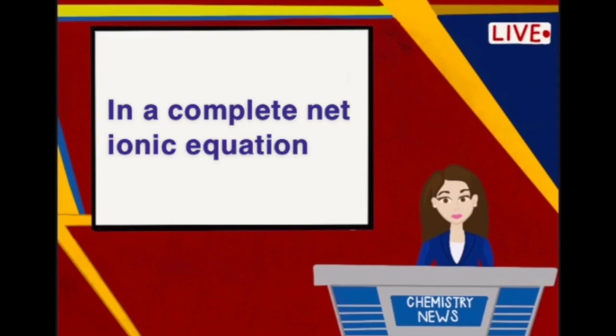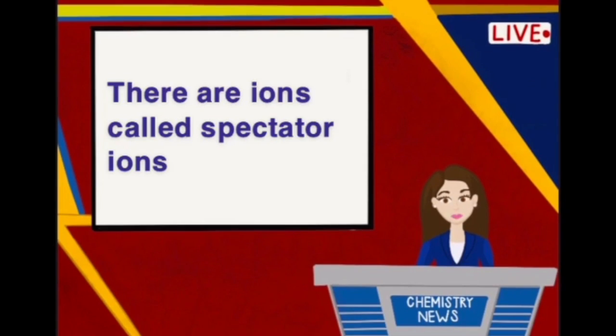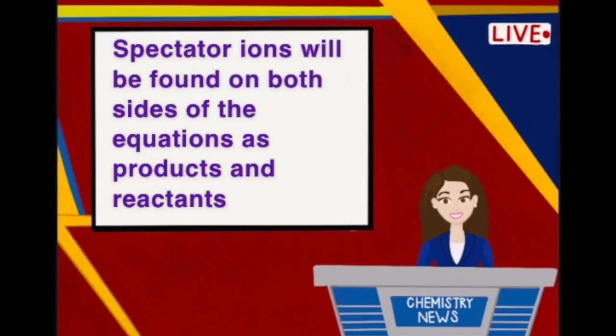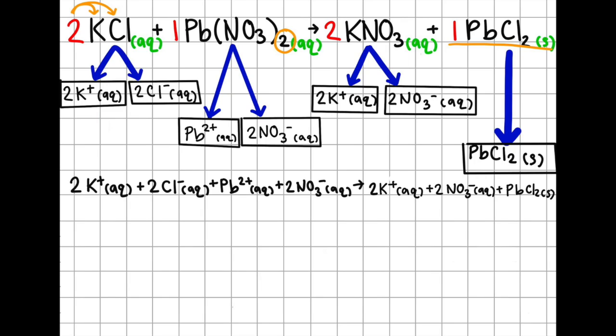In a complete net ionic equation, there are ions called spectator ions. Spectator ions are ions that do not partake in a reaction, meaning they will be found on both sides of the equation as products and reactants. When looking at this complete net ionic equation, I can see that 2K+ is on both sides of the equation. This means I can cross this spectator ion off. I can also see that 2NO3− is on both sides of the equation, meaning I am also going to be crossing it off. The remaining ions are 2Cl− plus Pb2+ yields PbCl2.